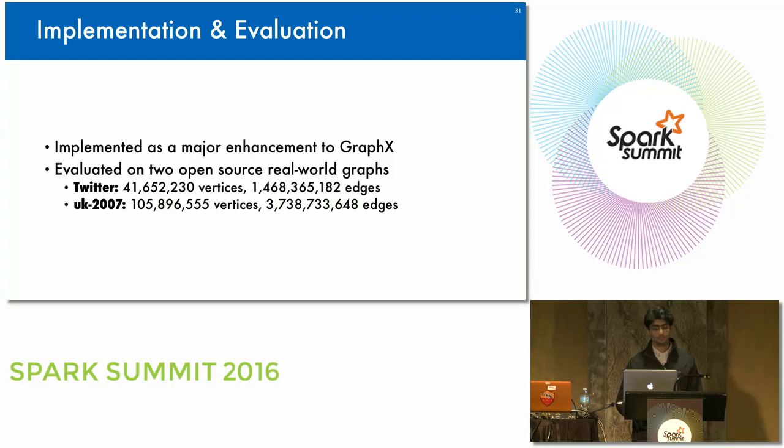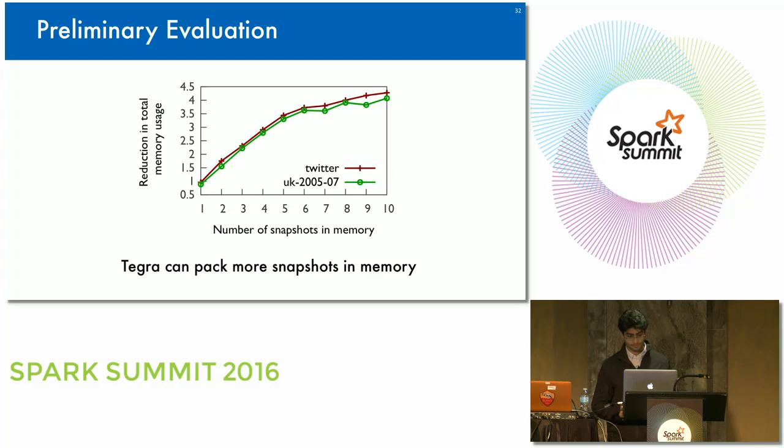Okay, so now I'm going to talk about some preliminary results that Anand ran on this system, Tegra. He evaluated it on two reasonably sized real-world graphs, and they're the same as what GraphX was originally evaluated on. I'm going to show some of the speedups of this new system, Tegra, over GraphX for the cases where you have this snapshot computation.